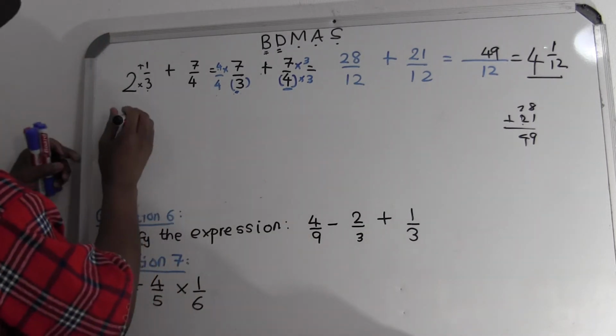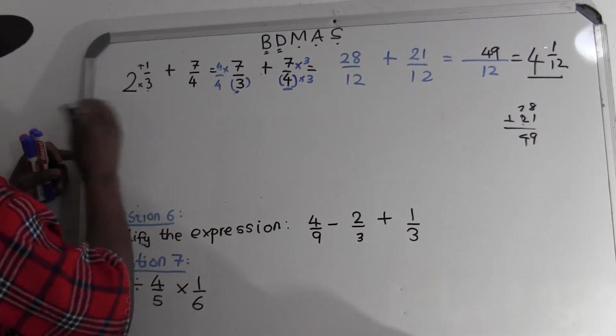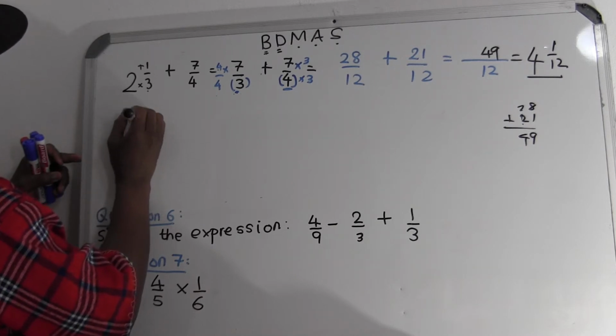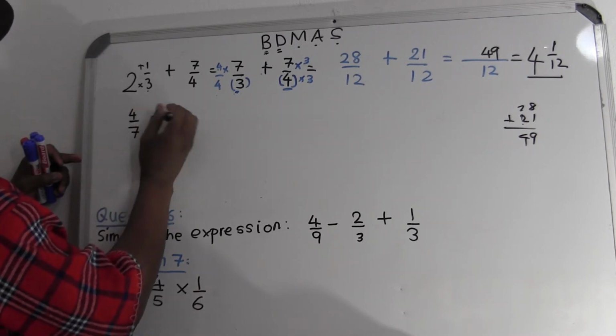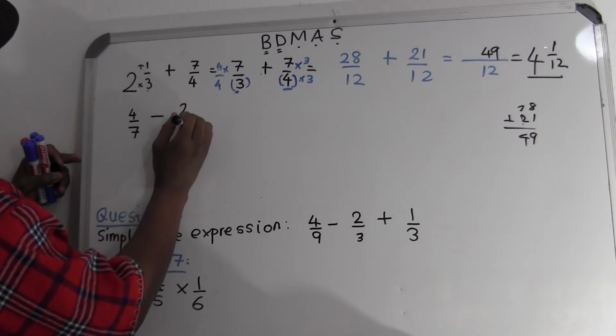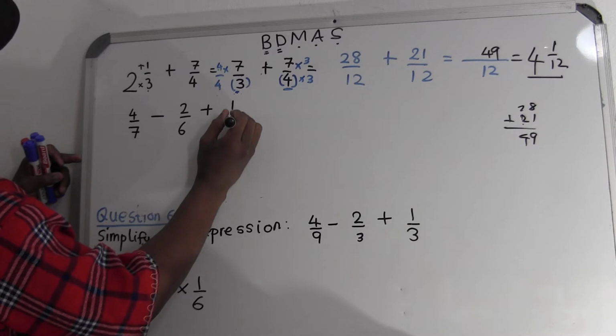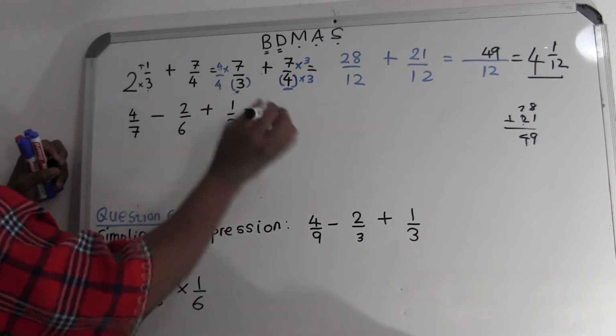Just one more example. Somebody gives you, let's see, 4/7 minus 2/6 plus 1/3. They say work on this.